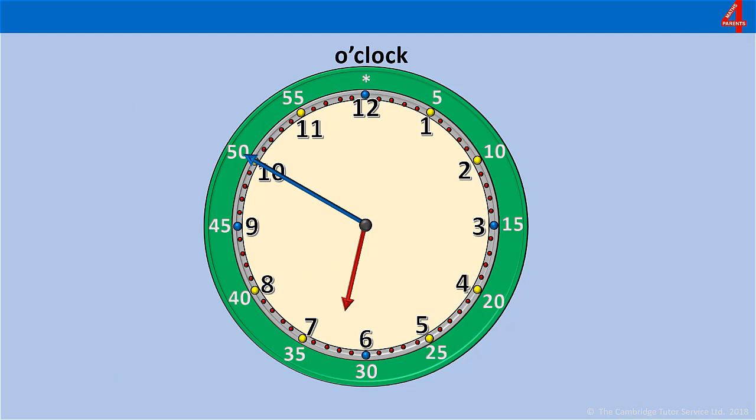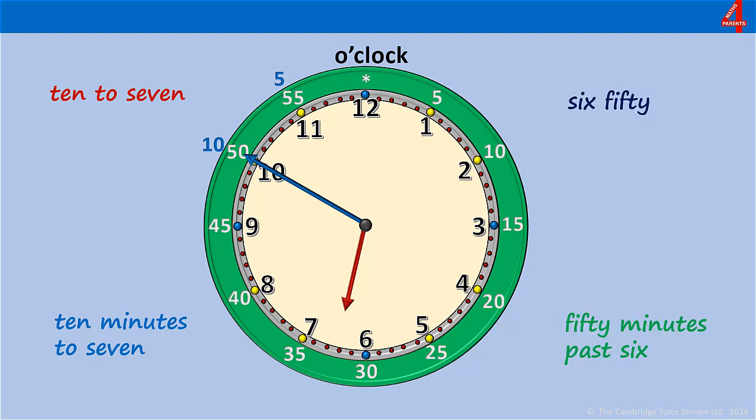This time the minute hand is on the 10. Starting with the minutes to, just counting down in fives, we can see that that is 10 to something. The hour is approaching 7. It's 10 to 7. It's also 50 minutes past the hour before. The hour hand has gone past the 6, so it's 50 minutes past 6, which is 6:50.